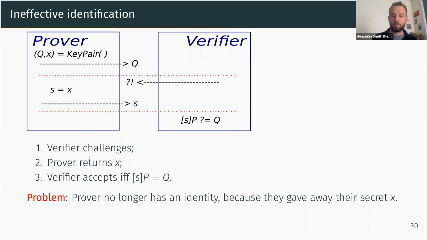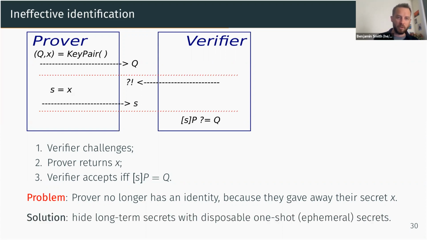The problem is that the prover no longer has any identity because they've revealed their private key. Now the verifier knows it as well. So that's definitely no longer just the prover. It could have been someone that verified just before. As soon as the private key is given away, the identification is lost.